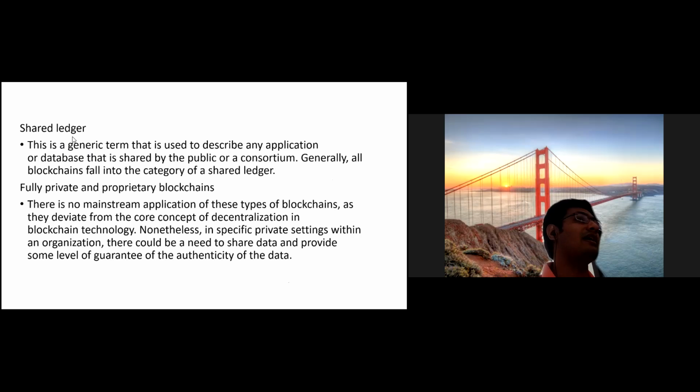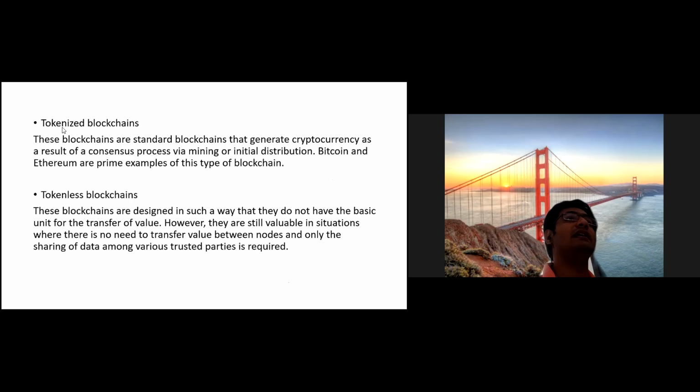Then there is a shared ledger, and then there are tokenized blockchains and tokenless blockchains. Tokenized blockchain is basically when you are processing something, you are giving some tokens to someone. Yes, absolutely, delegation of authority, you can say, that's the right word, right? And then there are tokenized blockchains and tokenless blockchains.